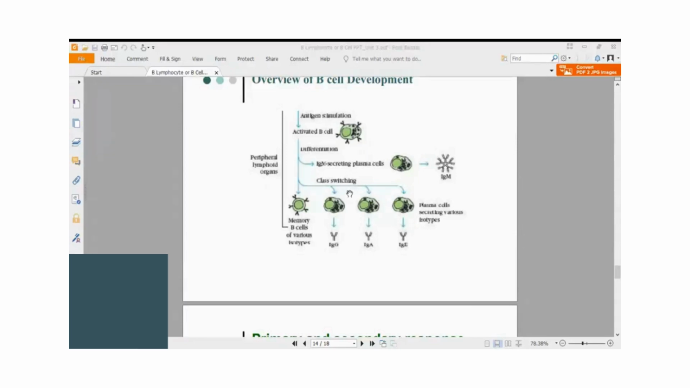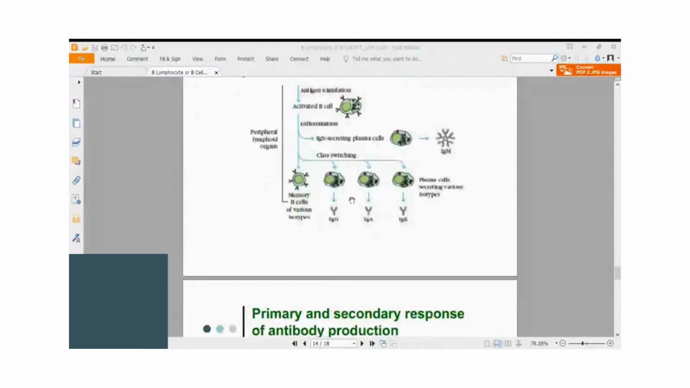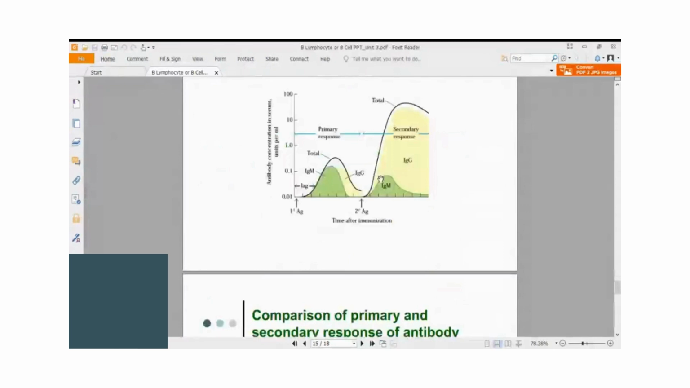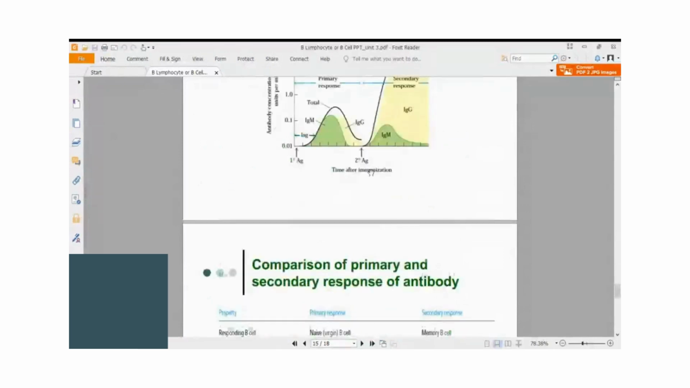Whichever receptor comes on the surface of the B lymphocyte, that gene will be the final gene for the antibody production in the B lymphocyte with the best fit receptor, and that will happen only with the T cell dependent B cell activation. Okay, so that is as far as the B cell is concerned.